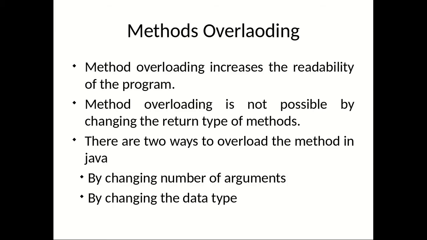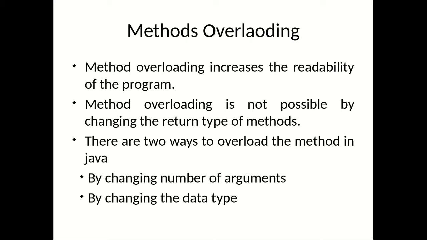Then method overloading is possible in two ways. The first way is by changing the number of arguments. It means if the first method has two integer arguments, then you can use the same function name with three arguments. So it's by changing the number of arguments.